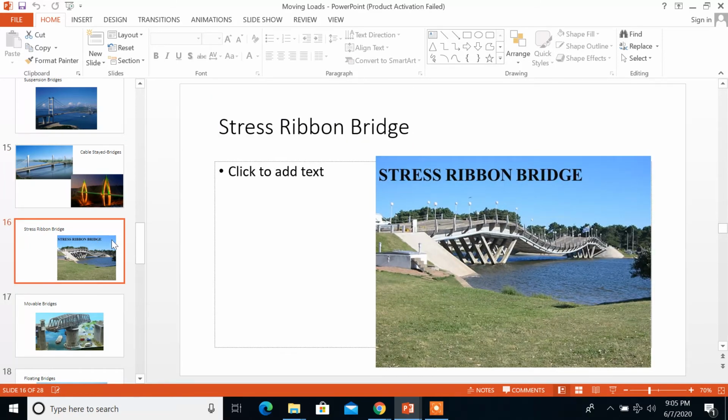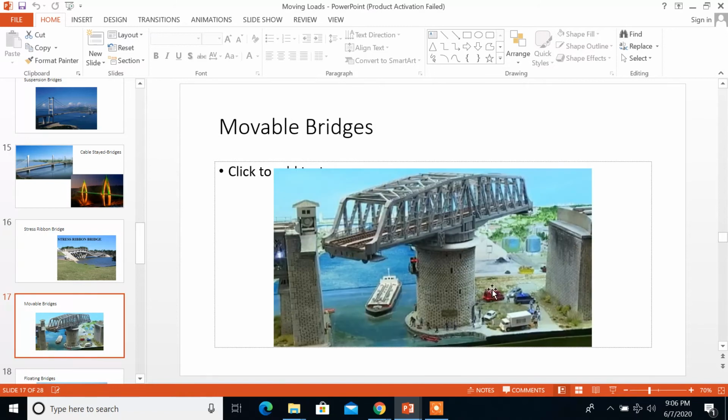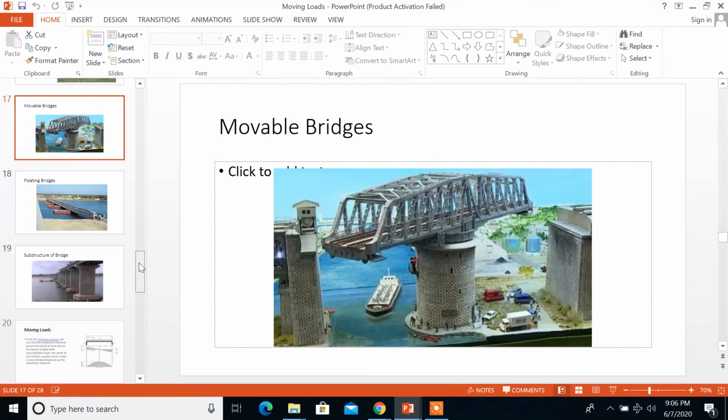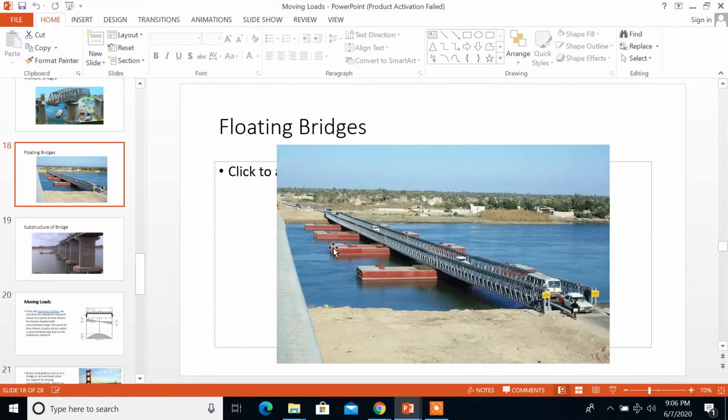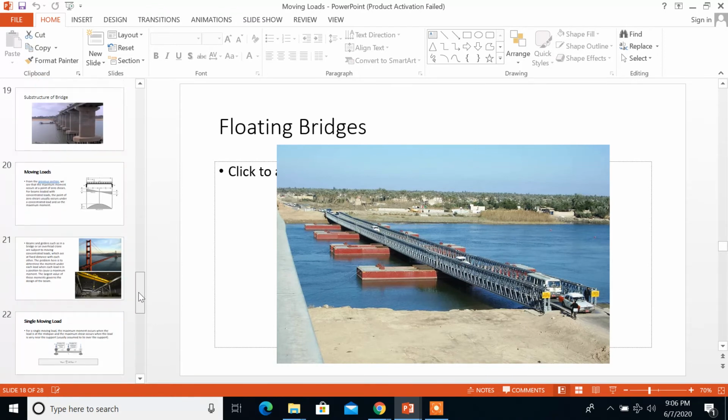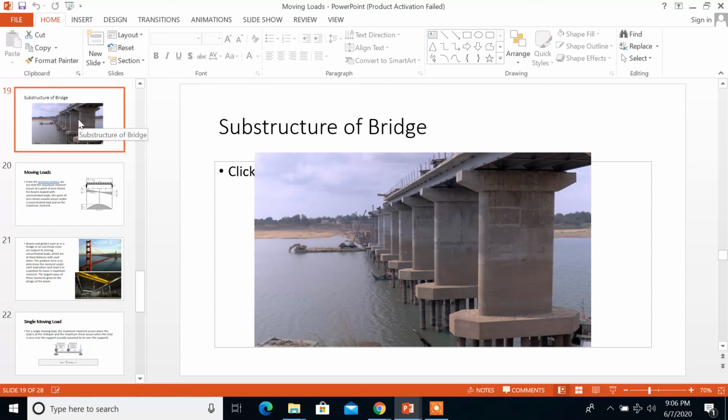Then, stress ribbon bridge. So, here is the example of a stress ribbon bridge. Then, movable bridges. Then, next is the floating bridges. So, ayan. Then, next, for the substructure of bridge.